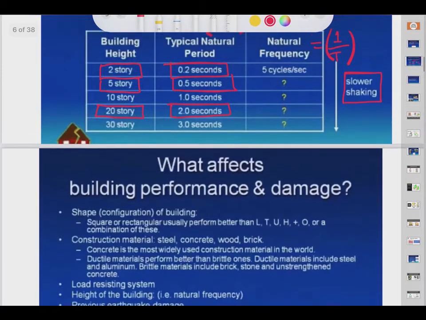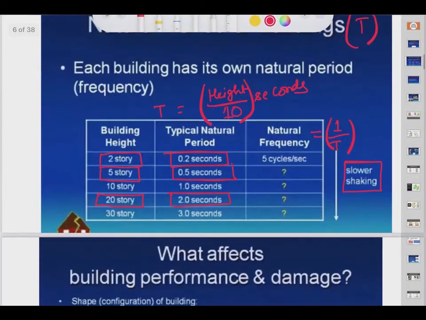So in the Mexico earthquake, what happened, you see the natural time period of the building was 2 seconds. Okay, this was the natural time period, whereas the earthquake which was shaking Mexico also had a similar time period.